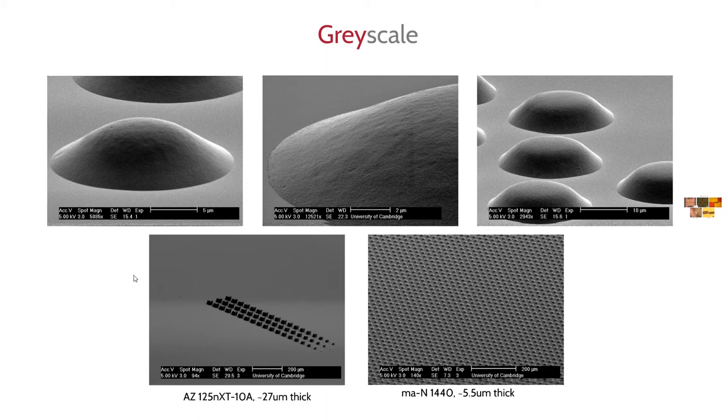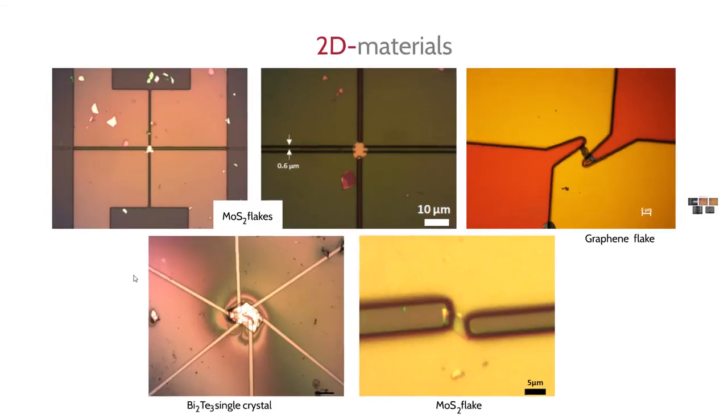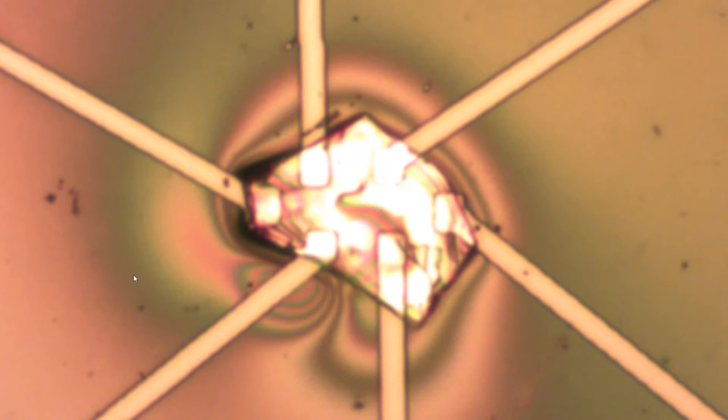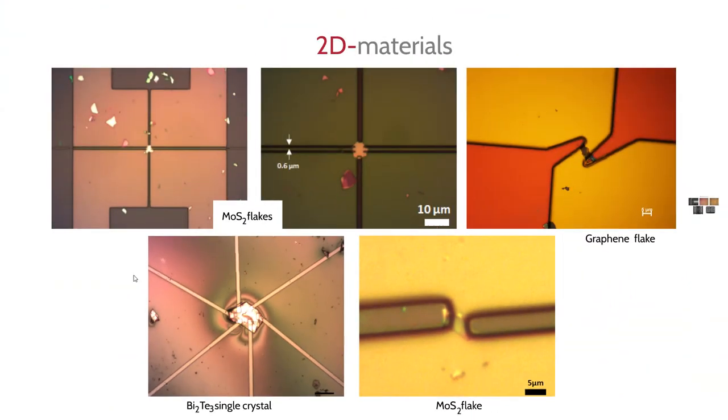The next application I'd like to mention is 2D materials, with the emphasis on randomly distributed objects. Here we have a selection of flakes: graphene, molybdenum disulfide, and bismuth telluride crystal. Here the crystal is just 100 micrometers in size and it's got 6 contacts on it. The common point between those 5 images, apart from showing very small structures, is the random distribution of those flakes.